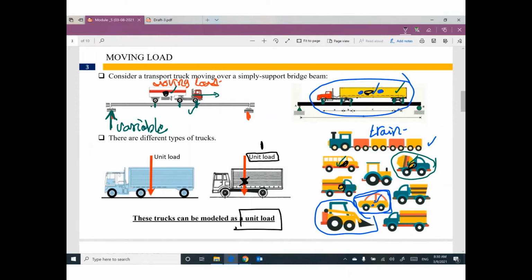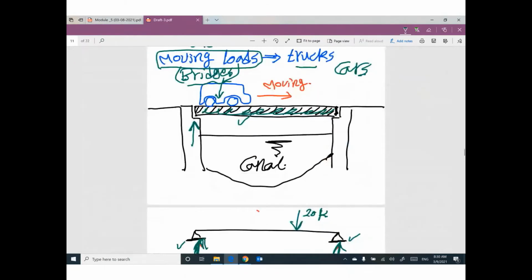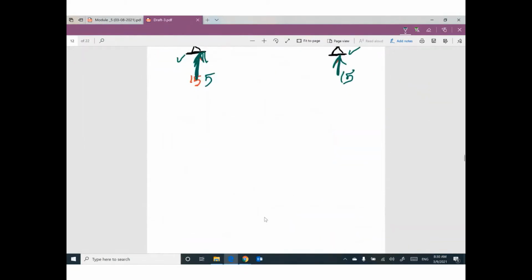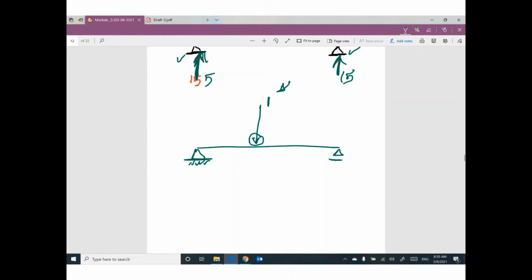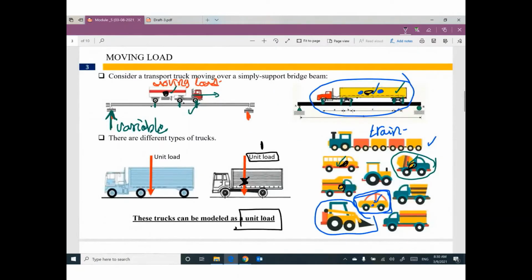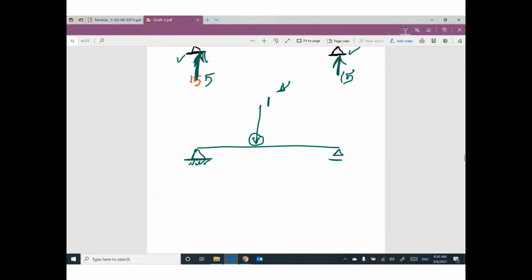So right now we have a beam supported by a hinge and a roller, and we have here a unit load. That's it. This unit load represents what? I'm not sure. This unit load is representing this truck or this truck or this truck. No, I'm assuming it's general. We have a unit load moving on this bridge from this side to this side.